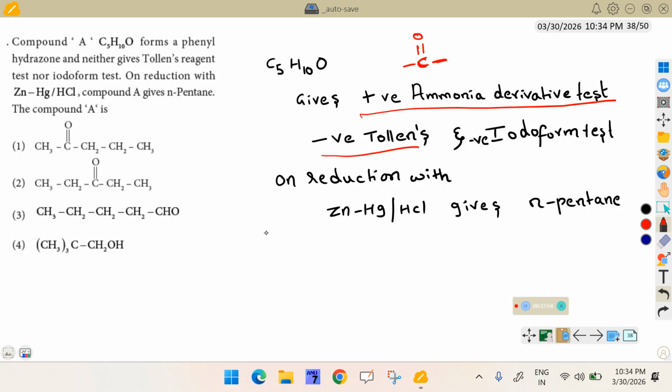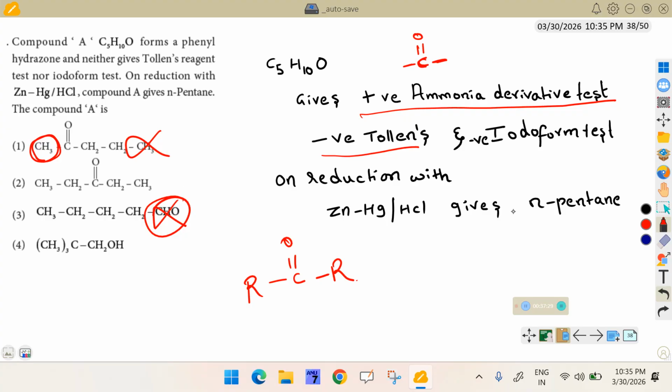Which functional group gives a negative Tollens test? Ketones give a negative Tollens test. So remove the third option because this is an aldehyde. Negative iodoform test: it gives a positive iodoform test because it is a methyl ketone, so remove the first option also.